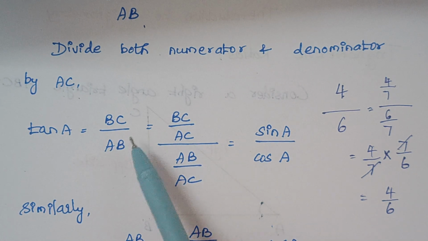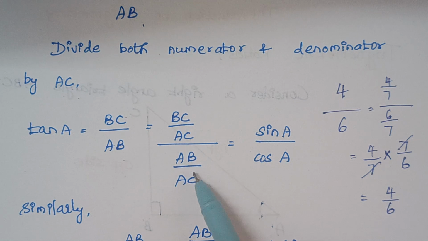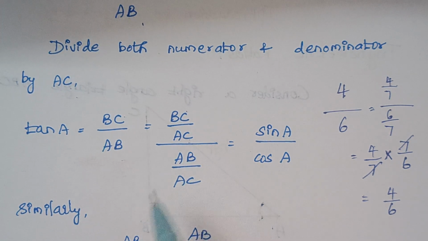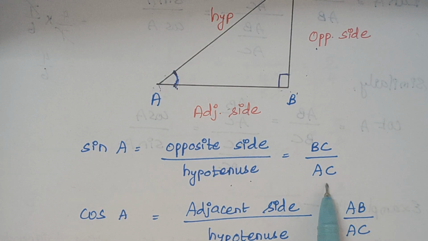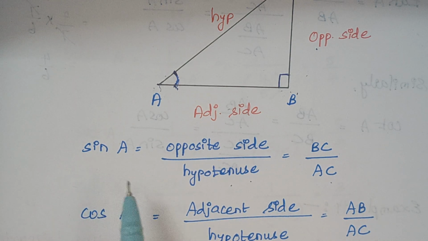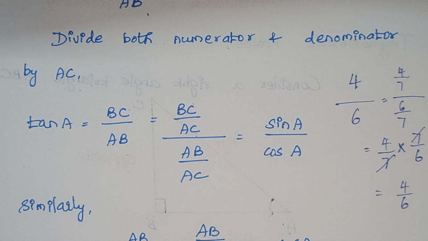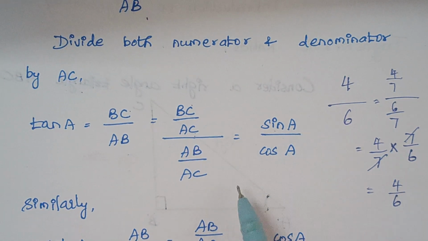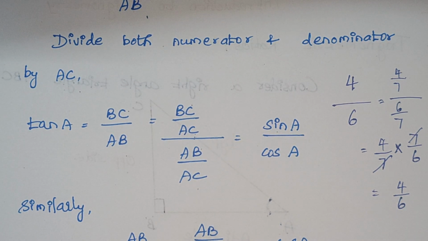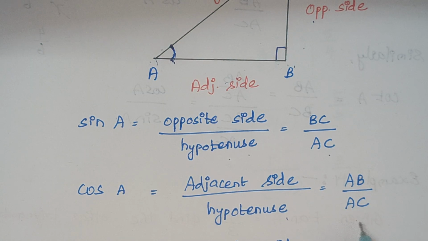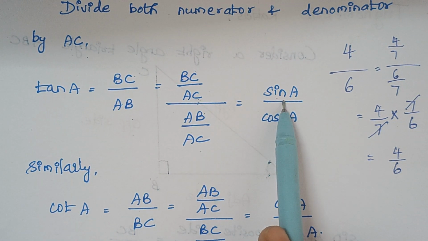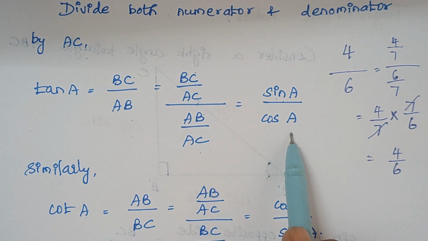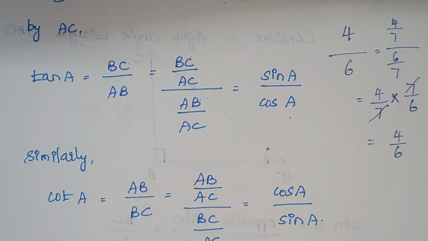So here we are dividing both the numerator and denominator by AC. So again, BC by AC, we have to look back, right? What is the formula? BC by AC. You see, BC by AC is nothing but sin A, right? And similarly, AB by AC, we will again check back. So here AB by AC is nothing but cos A, right? So here we are replacing BC by AC as sin A and AB by AC as cos A, right?